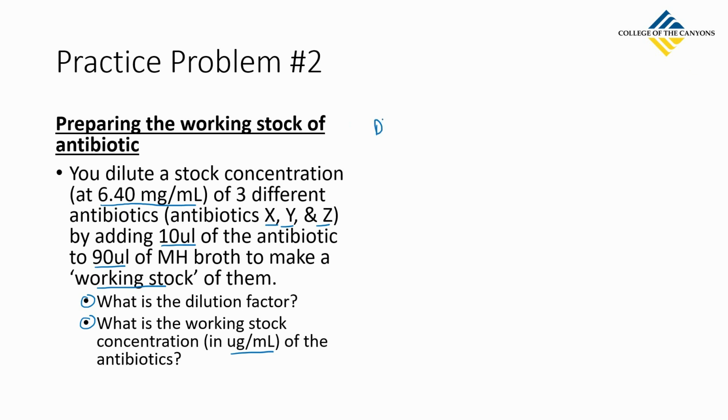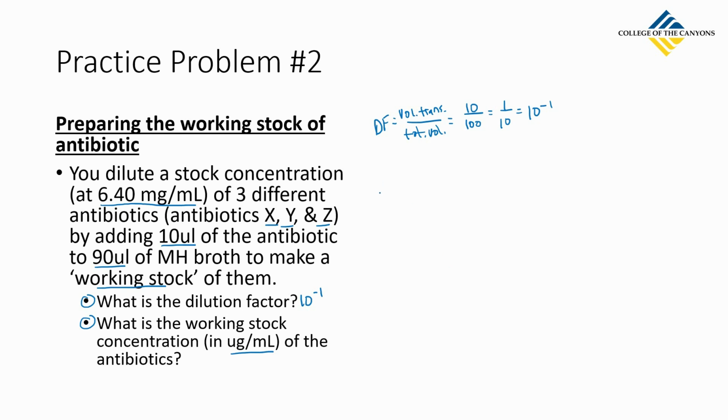Alright, so the dilution factor is again the volume transferred over the total volume. For each of these, we're transferring 10 microliters into 90 microliters of diluent, so that's a total volume of 100 microliters. So this is a 1 over 10 or 10 to the minus 1 dilution factor here. So that answers that question.